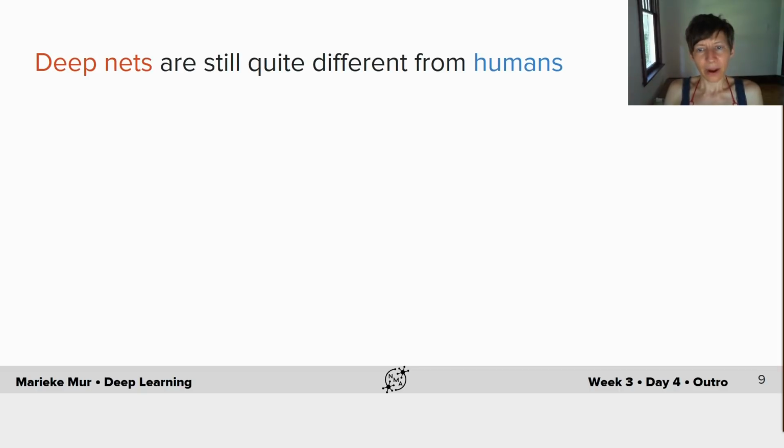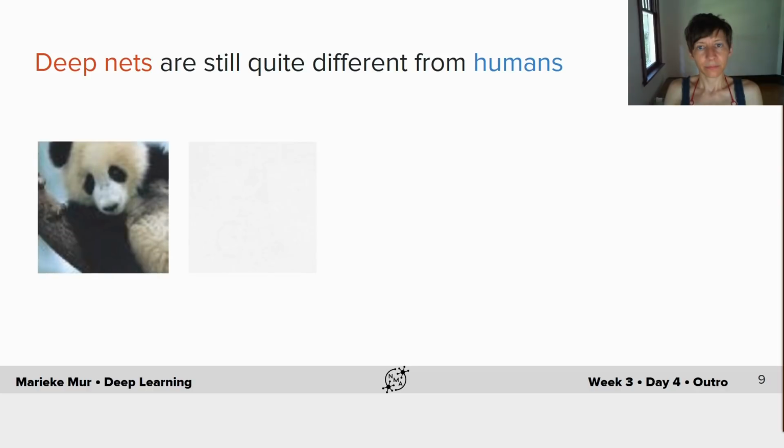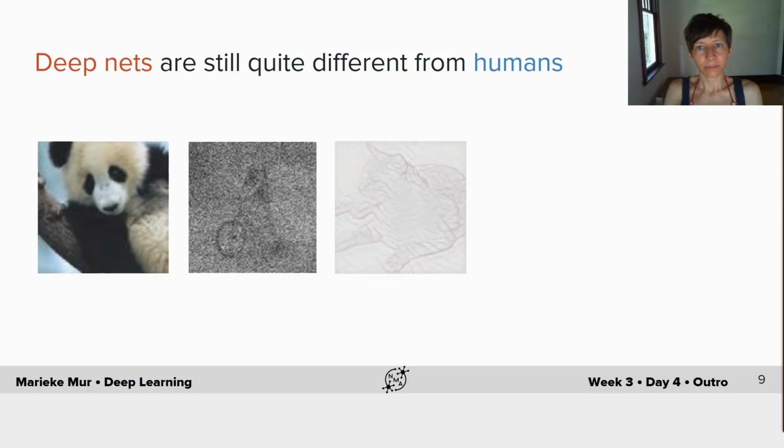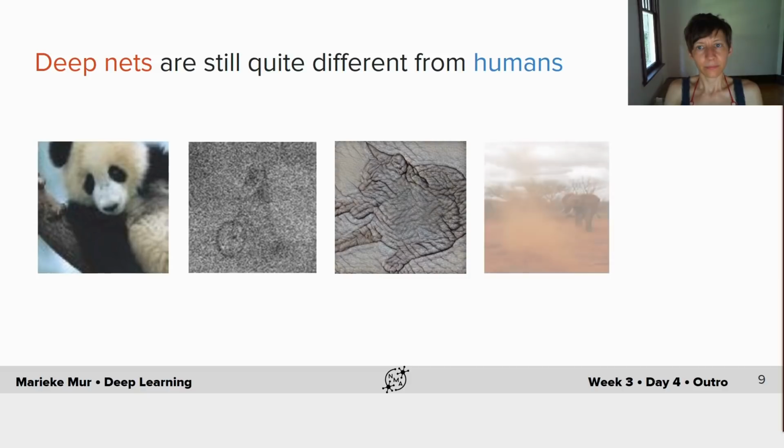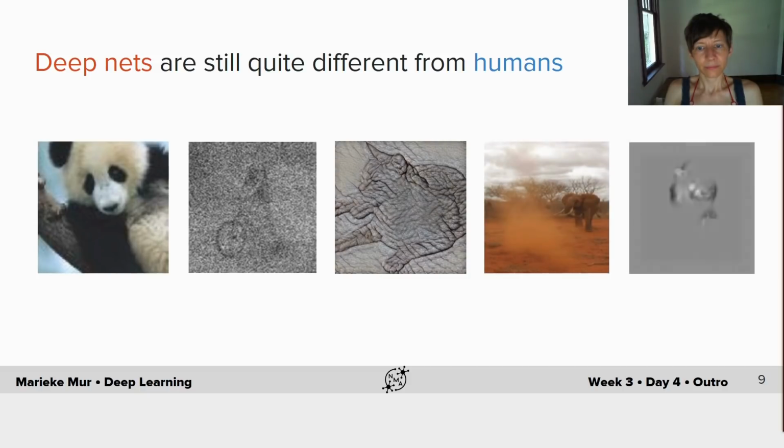So it becomes quite clear that deep nets are still different from humans when we more closely compare object categorization behavior between humans and deep nets. I'm going to show you a few images now. Try to generate a category label for each of them when they come up. This was probably relatively easy, except maybe for the last image.